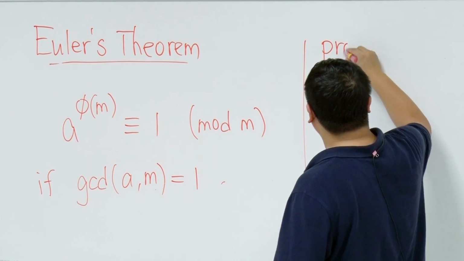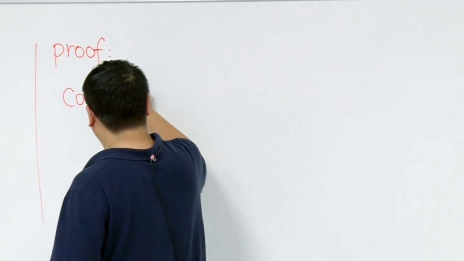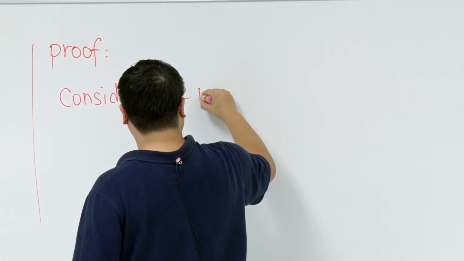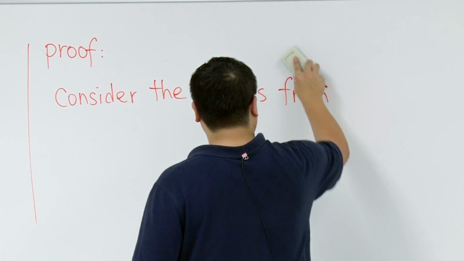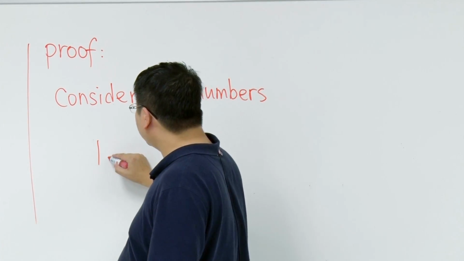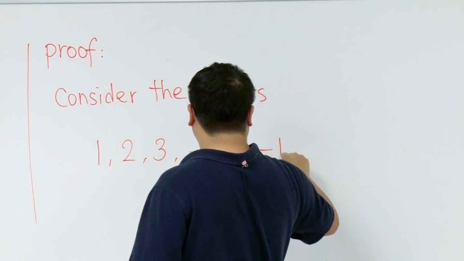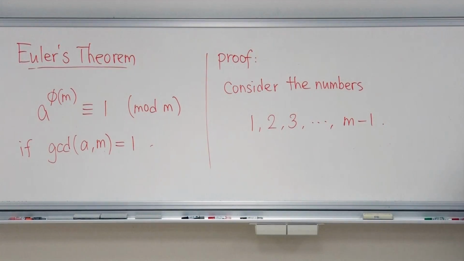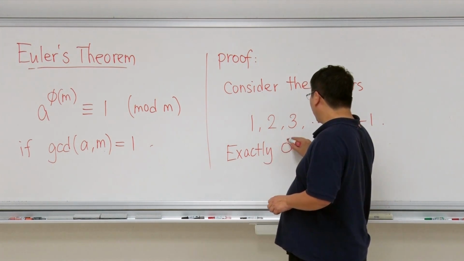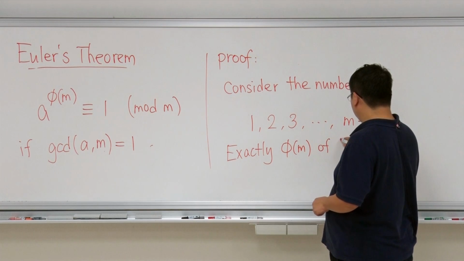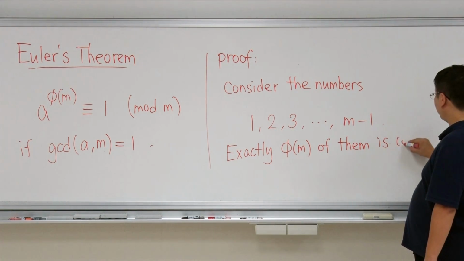So let's prove this. Let's take a look at all the numbers less than m. So you have 1, 2, 3, up to m minus 1. Let's consider these numbers. By the definition of phi, exactly phi m of them are coprime with m.